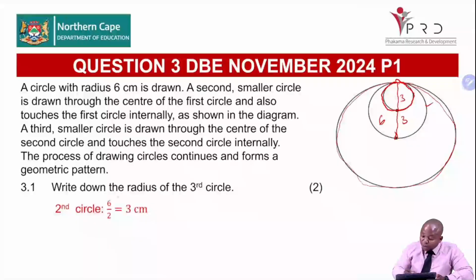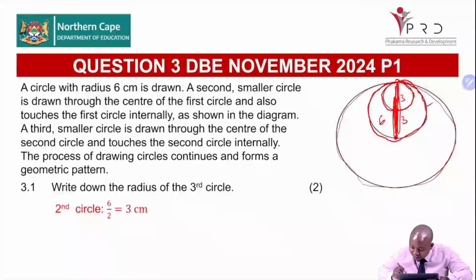So the second circle has a diameter of 6. I can show you. The whole diameter there is 6, then its radius is going to be 3 and 3. Now, when we proceed in the same order, we see that the radius of the second circle becomes the diameter of the third circle.